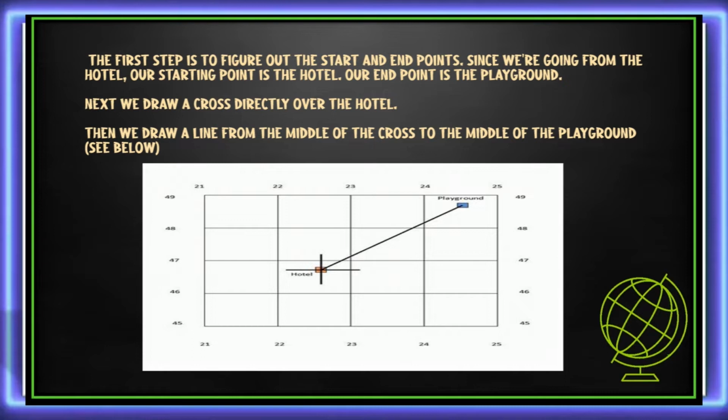In this case, the point the line most closely matches is the northeast. Therefore, we can say the direction from the hotel to the playground is northeast. We can also say that the playground is northeast of the hotel.